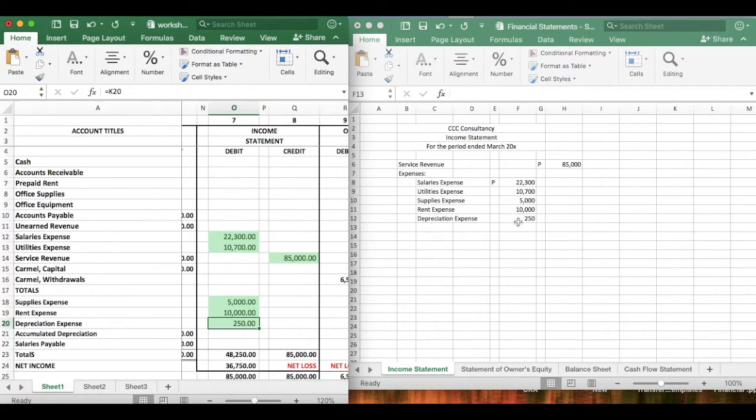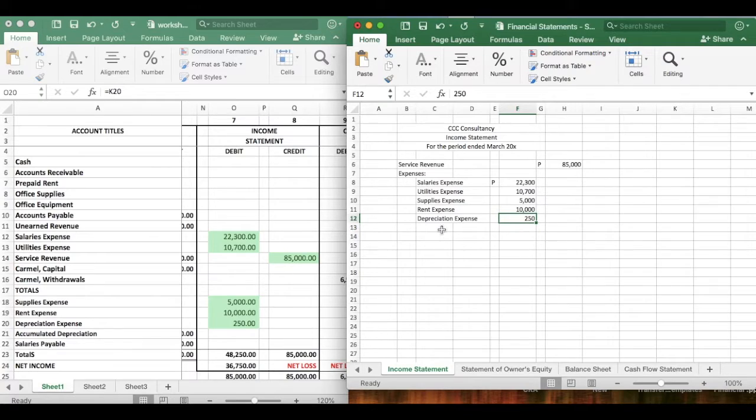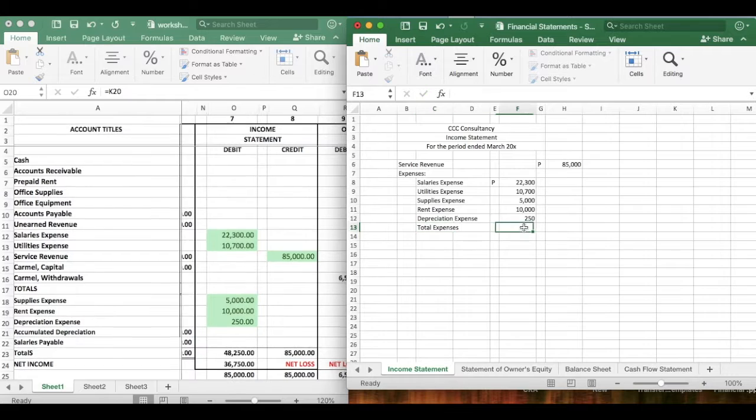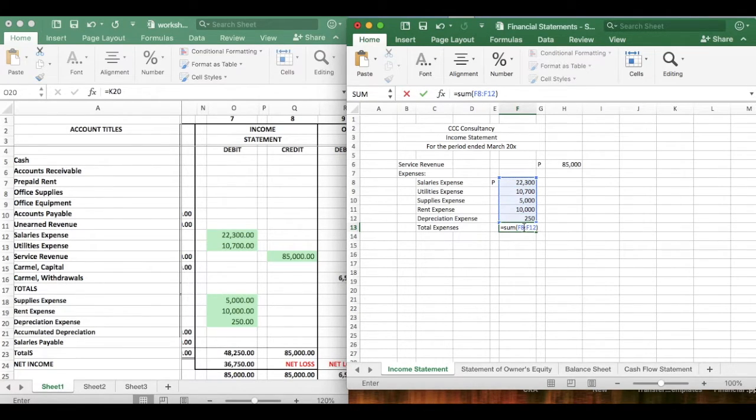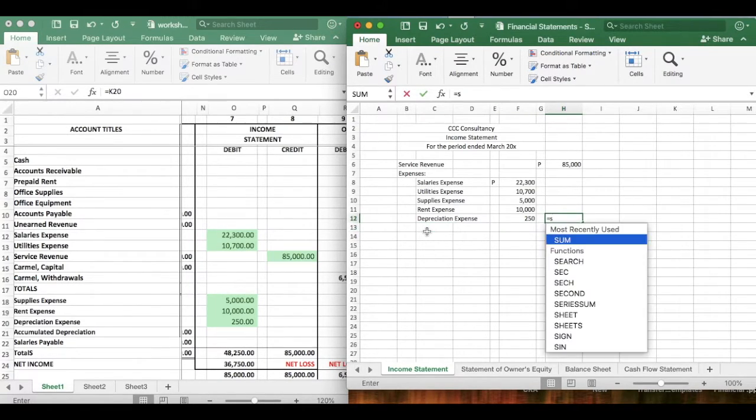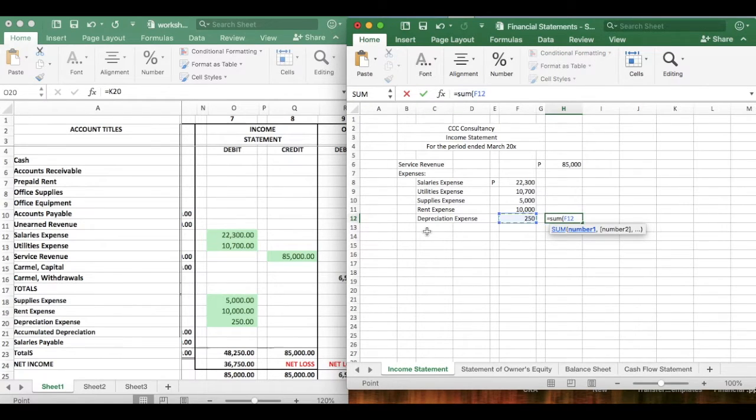Okay, so we get the total of this. So you have two options. You can write here total expenses, and you put your sum here. Okay, or you can have it on this side. It is actually easier to have it here because you will deduct it from your service revenue. Okay, so that would be sum. Okay, so this would be our total expenses.